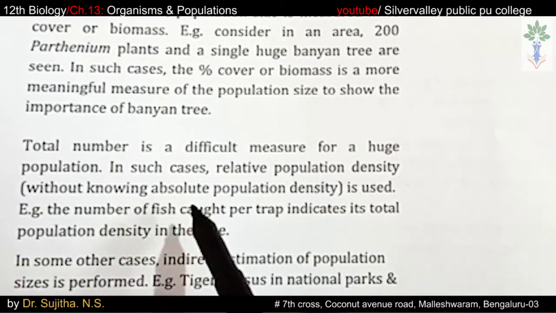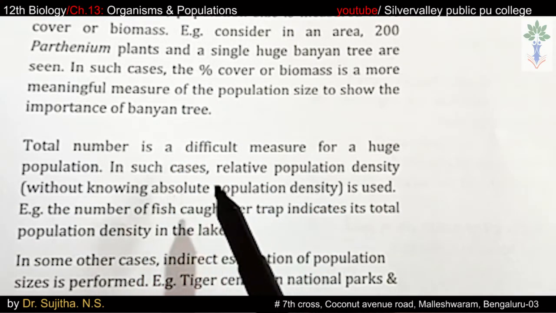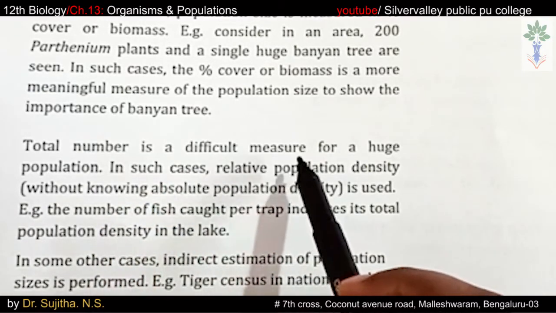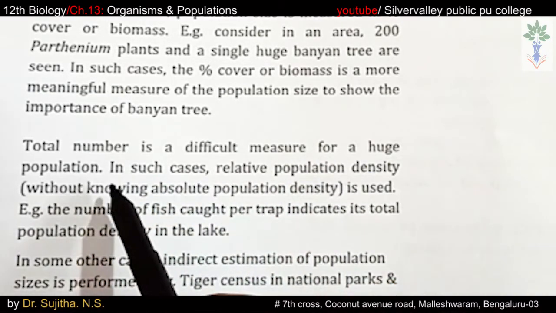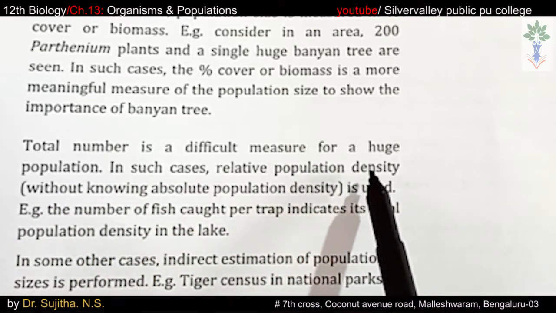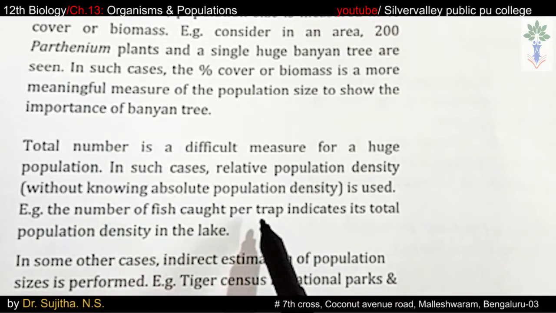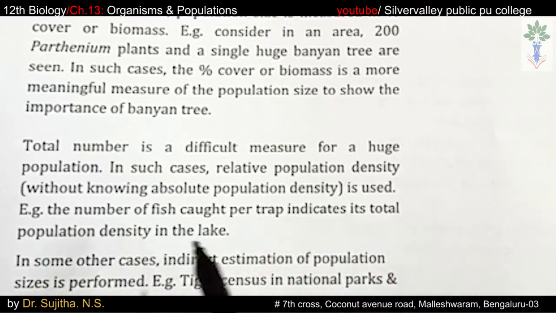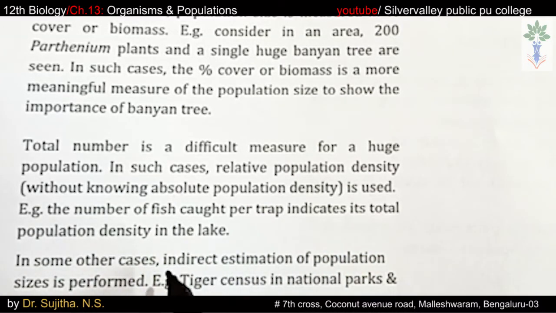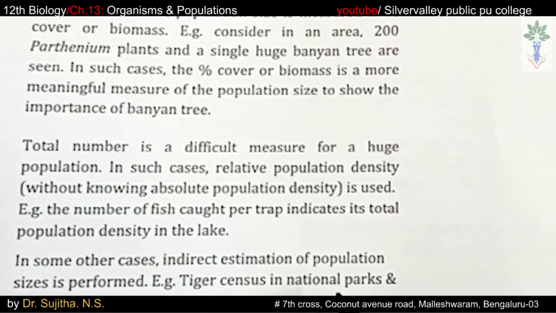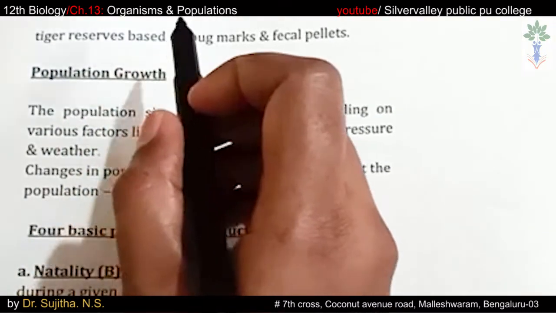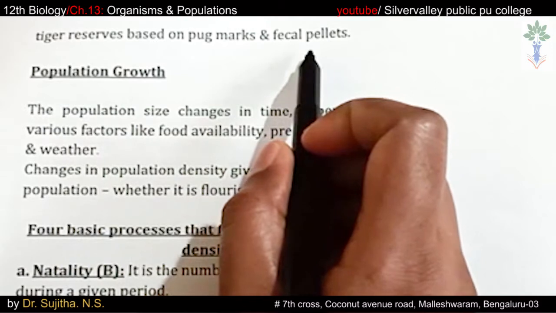There are many other ways of estimating the population size. With respect to the total number, it is difficult to measure a huge population. In such cases, the relative population density is used. For example, the number of fishes caught per trap indicates the total population density in a lake. In some other cases, indirect estimation of population size is performed. For example, the tiger census in National Parks and Tiger Reserves is based on pug marks and fecal pellets.